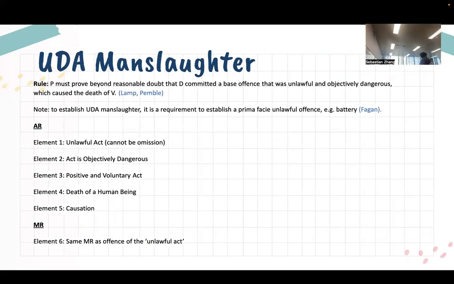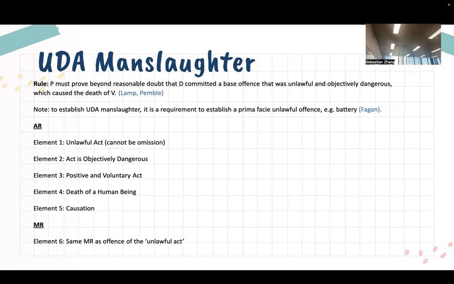Now, I just want to say that sometimes you might see variations, where certain people put certain elements first or second. As long as you get the big structure, you will be on the right pathway. Okay, now, if we look at this as per Lamb and Campbell, the prosecutor must prove beyond reasonable doubt that D committed a base offense that was unlawful and objectively dangerous, which caused the death of V.